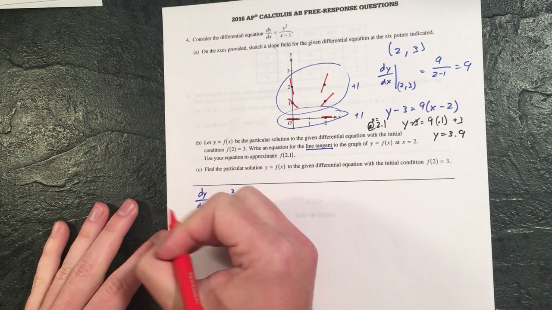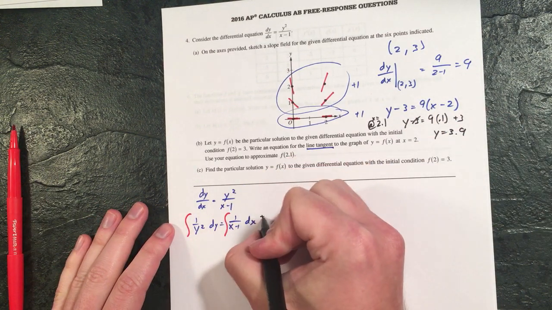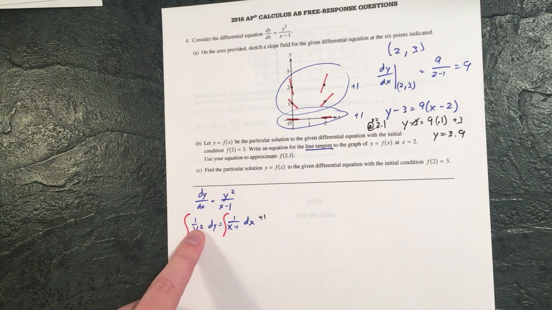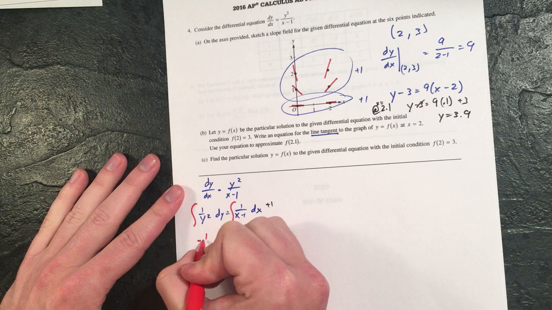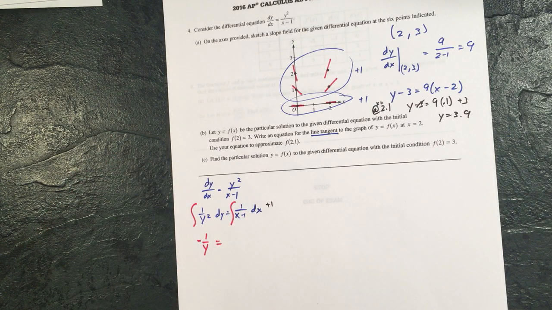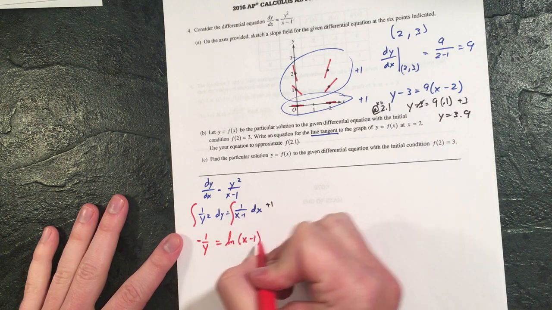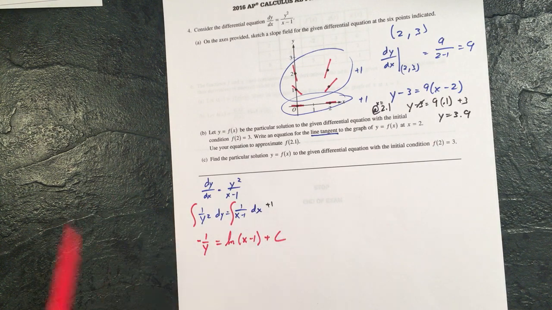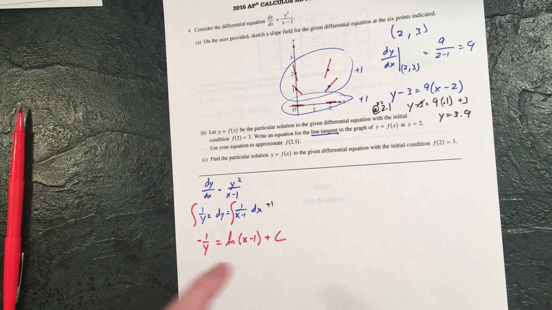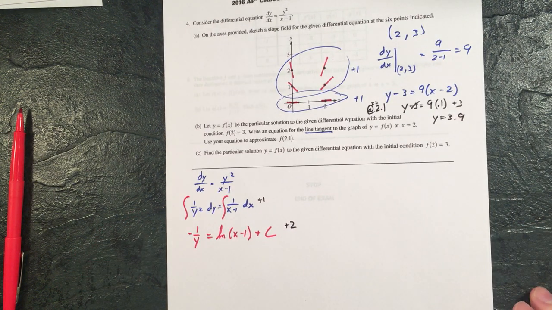Variables separated, that's worth a point. So 1 point for just getting here. Antiderivatives. So the 1 over y squared becomes a negative 1 over y. The 1 over x minus 1 is going to become a natural log. And we can just tack on that plus c here. 1 point for each correct antiderivative. So already up to 3 out of the 5 points on this portion, and we haven't done too much.